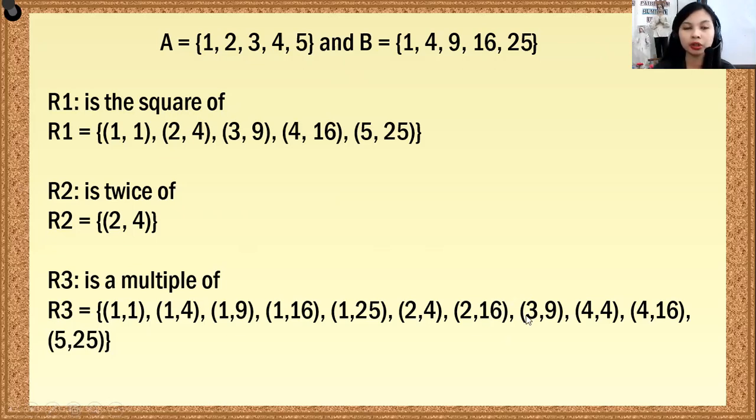Okay? How about for the next one? 3. So ano po yung divisible by 3 or yung numbers na can be divided by 3 which is only 9 po. Okay? Kaya 3 and 9 lang yung answer natin dyan. And then, sunod is 4. Number that can be divided by 4 is syempre 4 and 16 po. And then lastly, the number that can be divided by 5 is only 25 po. So that is our elements for set R3 po.